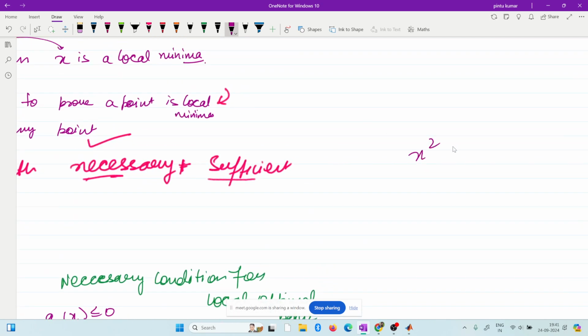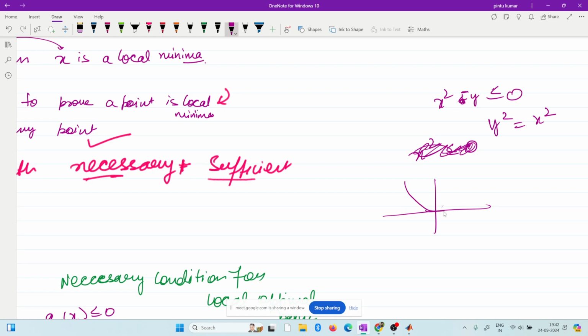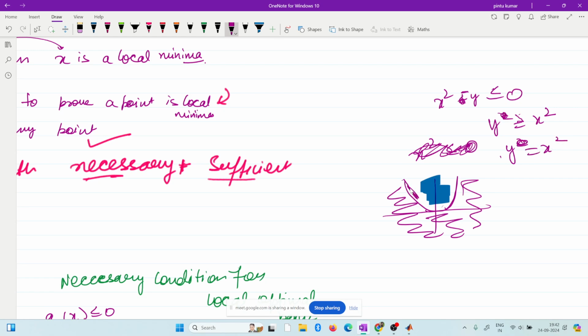Let's say you are being asked to draw a region like x square minus y is less than or equal to 0. Then you will first draw y is equal to x square, right? And then you will look at some region, either on this side or on this side, right? So this particular line where you have y is equal to x square serves as a boundary, right?